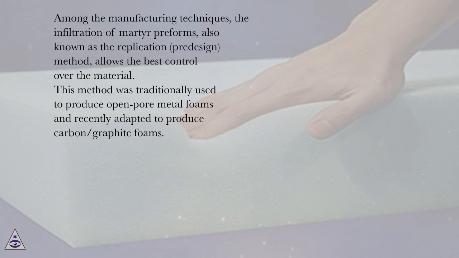Among the manufacturing techniques, the infiltration of martyr preforms, also known as the replication, predesign method, allows the best control over the material. This method was traditionally used to produce open-pore metal foams and recently adapted to produce carbon/graphite foams.